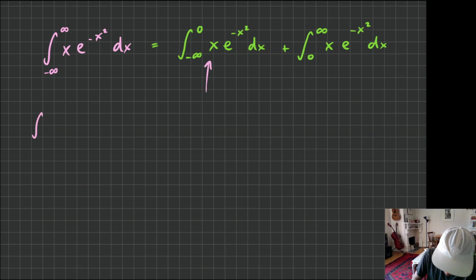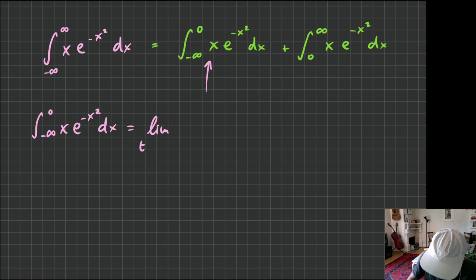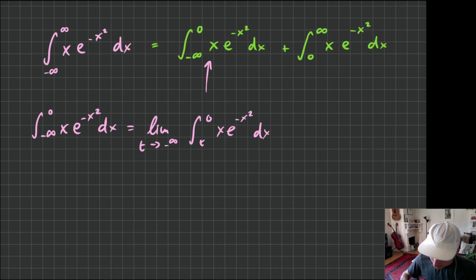So I'll just write it on the side here. I've got negative infinity to 0, x times e to the negative x squared dx, and that's going to be equal to the limit as t approaches negative infinity of the integral from t to 0 of x times e to the negative x squared dx. So I think we should do some kind of substitution. I think that's probably where we want to go with this.